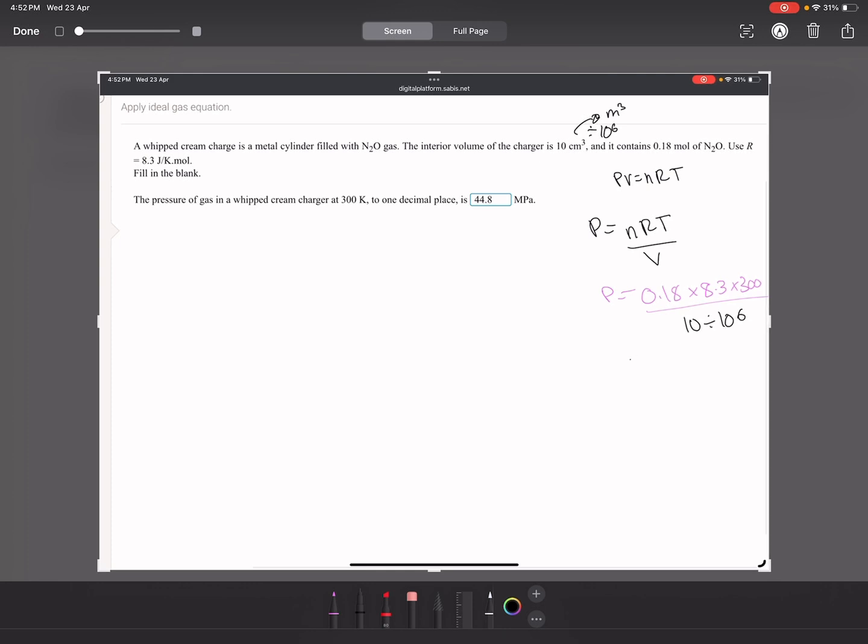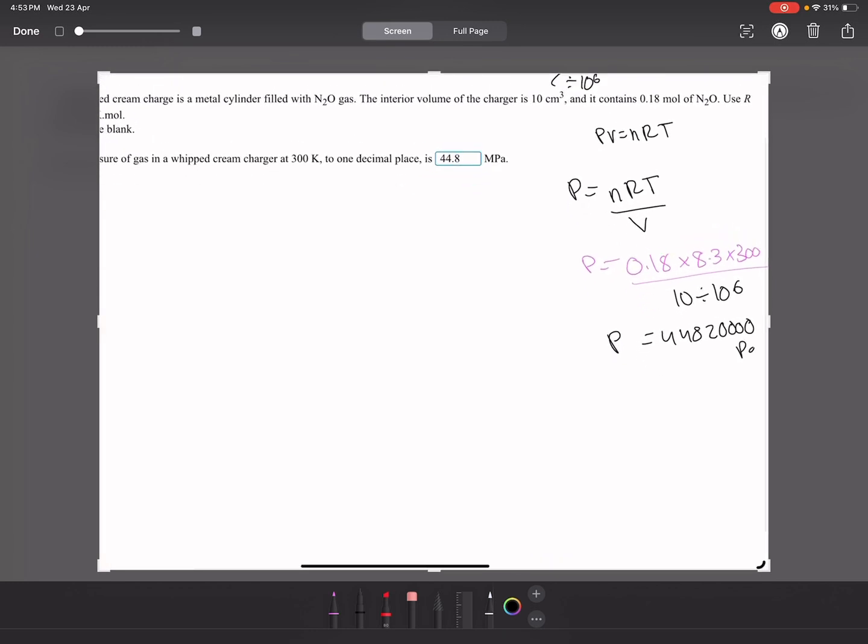You get P to be 4482000, but pascals, obviously. But here they're asking for M pascals. So pascals to M pascals is dividing by a million. So we're going to divide by 10 power 6 again, and you get 44.82. They want it to one decimal place, so it's just 44.8.